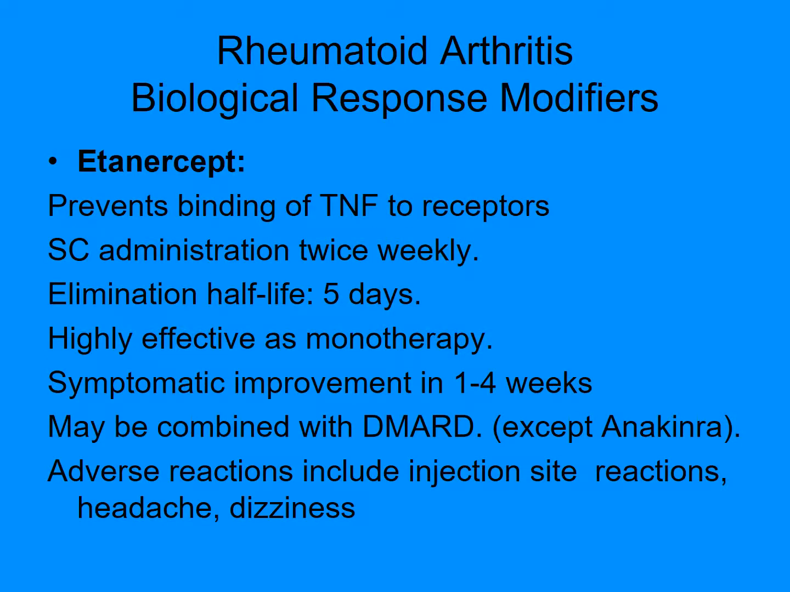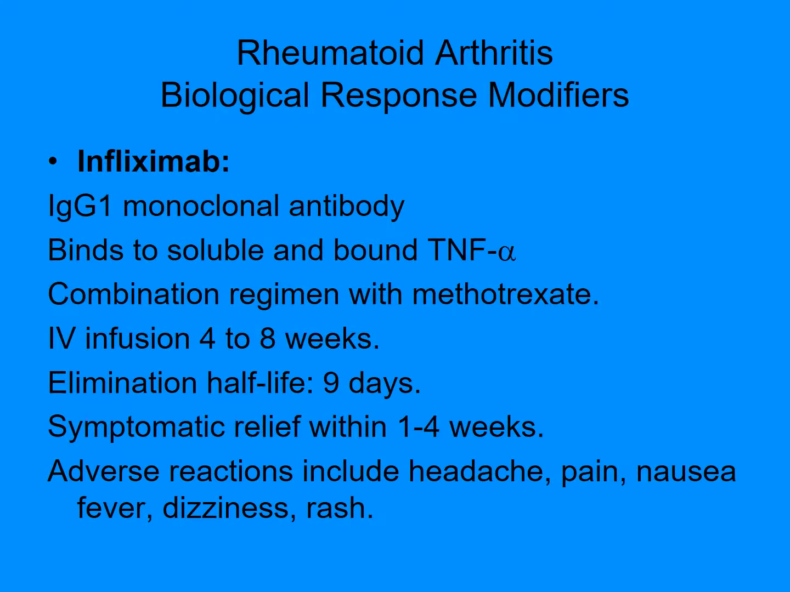Etanercept will prevent the binding of TNF to receptors. It's given subcutaneously twice weekly, has a long elimination half-life, and has been shown to be effective as monotherapy. Most of the biological response modifiers have shown an effect within 2 to 3 weeks. They may be combined with the DMARD except for anakinra due to side effects. All your biological response modifiers will cause injection site reactions. They may cause immunosuppression and basically infections.